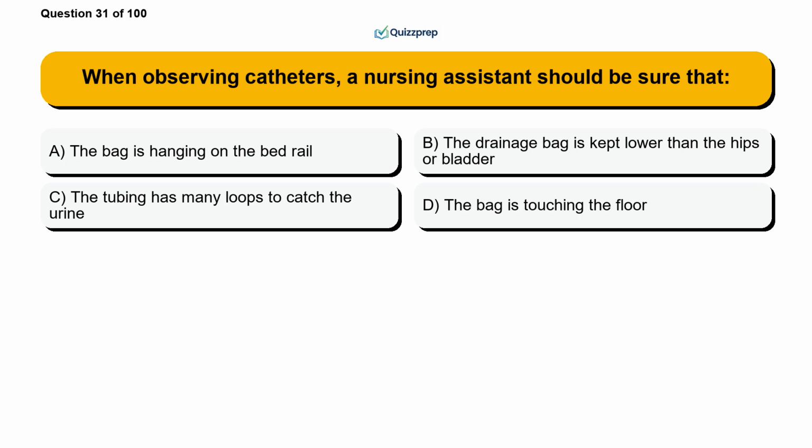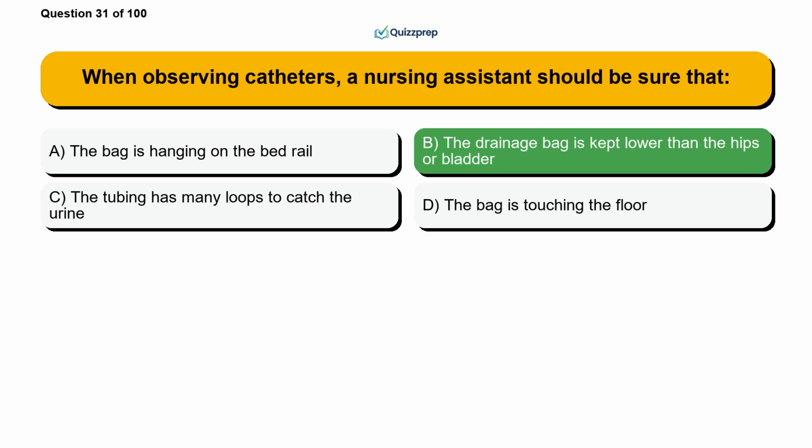Question 31. When observing catheters, a nursing assistant should be sure that: Option A, the bag is hanging on the bed rail. Option B, the drainage bag is kept lower than the hips or bladder. Option C, the tubing has many loops to catch the urine. Option D, the bag is touching the floor.